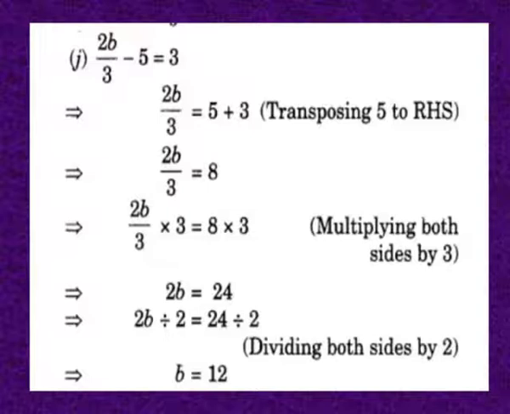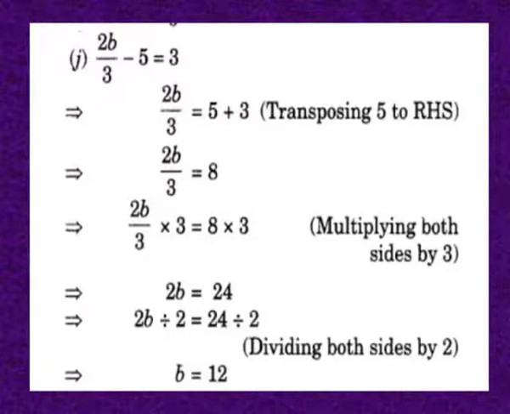Now we are multiplying with 3 on both sides. We got 2b by 3 into 3, which is equal to 8 into 3. In LHS, 3 and 3 will be getting cancelled and it becomes 2b. Our RHS is 8 into 3, that is 24. Now our equation becomes 2b is equal to 24.